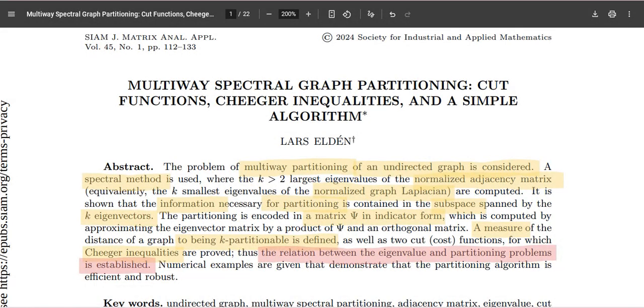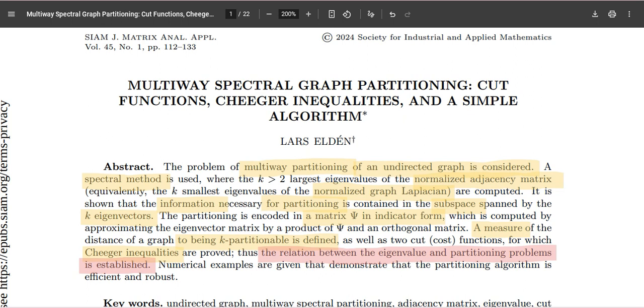In this video, we see a paper titled Multiway Spectral Graph Partitioning, written by Professor Lars Elden. To be noted, this paper is very beautifully written, and let us go through this paper. This paper is about how an undirected graph can be partitioned into k parts, where k can be greater than 2, using a standardized spectral method.